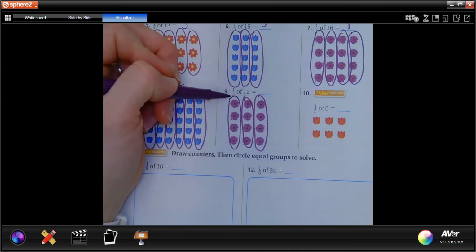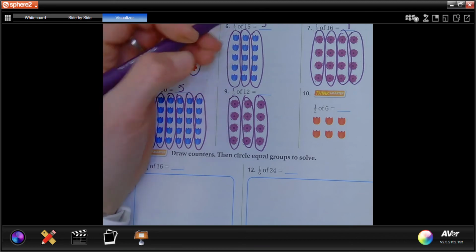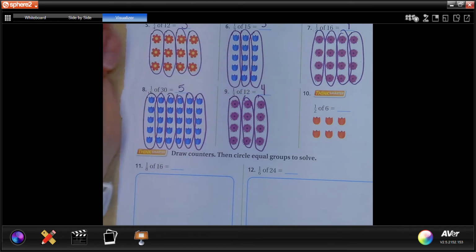What is in one of the 3 groups? 1, 2, 3, 4. 1/3 of 12 equals 4.